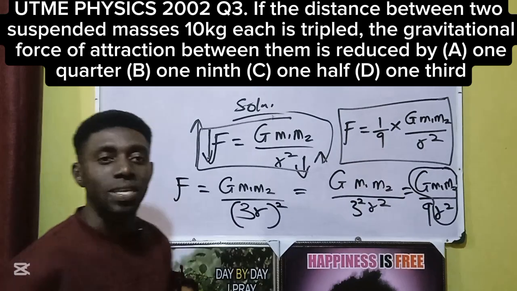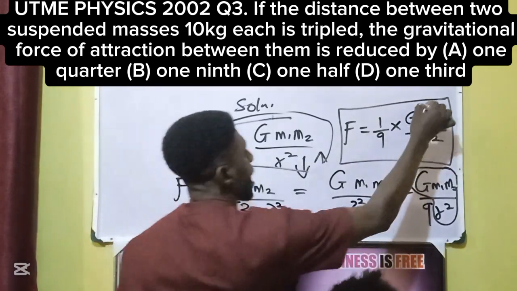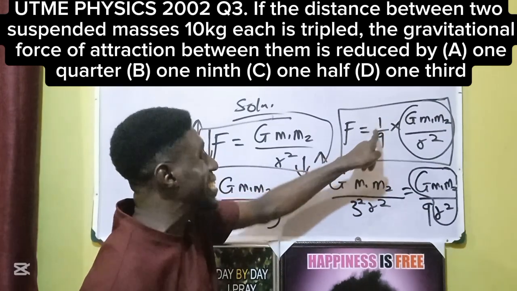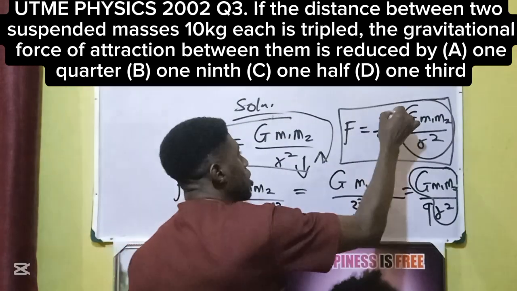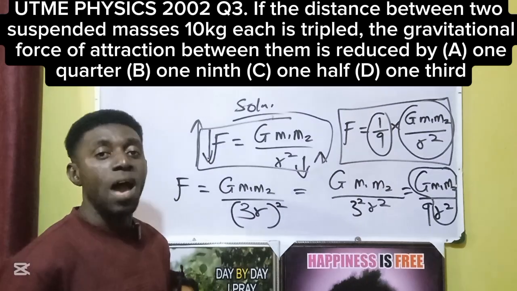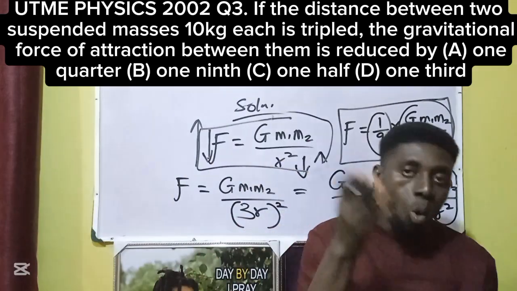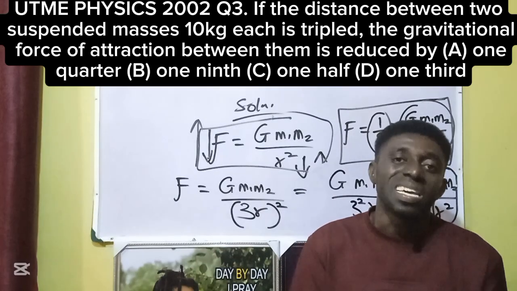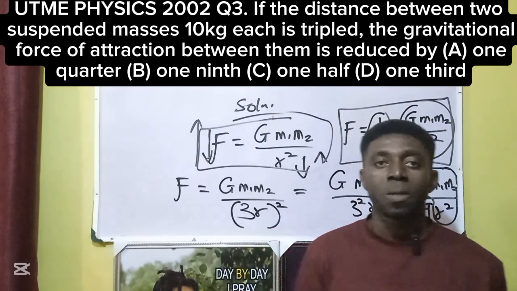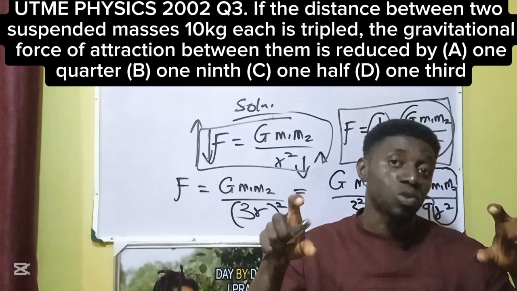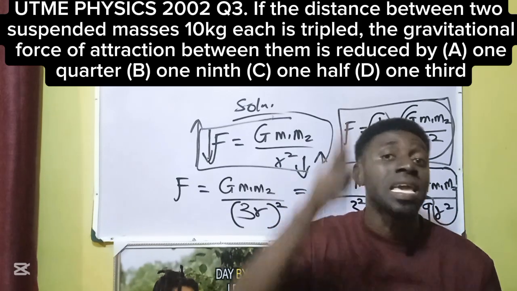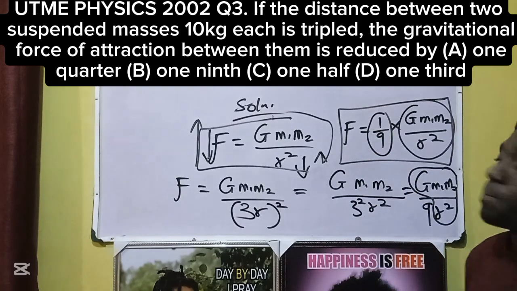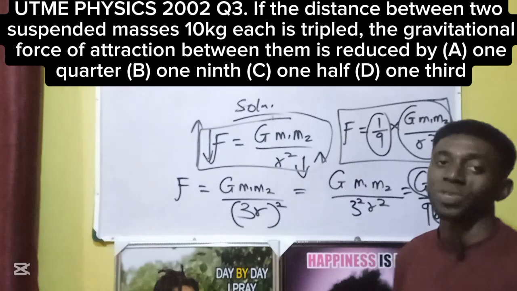Observe, those two are the same. Then what does that tell you? This is our gravitational force. It has been reduced by 1/9. So this is the reduction that happened in the force. Our force is now reduced by 1/9 anytime the gap between the two particles of mass is tripled. When the gap between two particles of mass is tripled, the force will be reduced to 1/9 of its initial value. That's what we're proving following this mathematical principle.